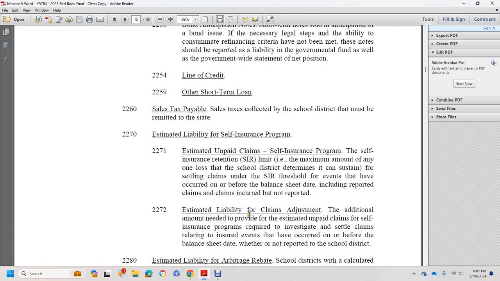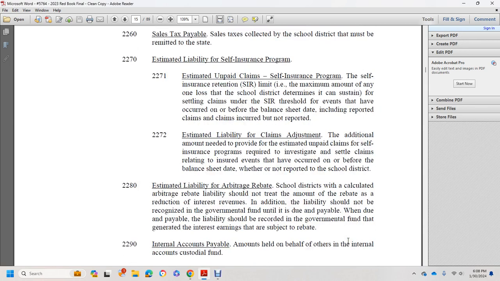2272, estimated liability claims adjustment, additional amount provided for the estimated paid claims of the self-insurance program or to cover the investigation of self-insurance claims that relate to the insured events that have occurred on or before the balance sheet date but are not reported to the school district.